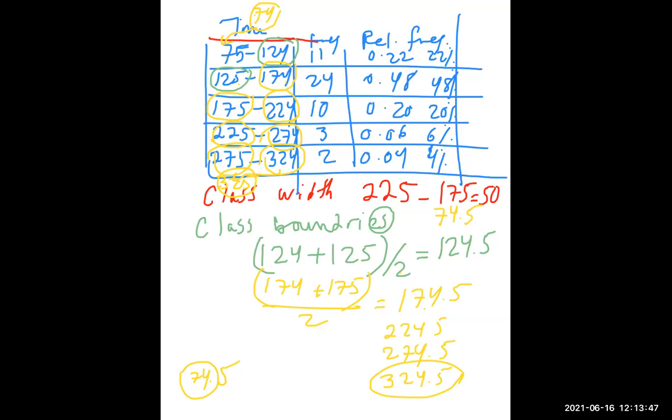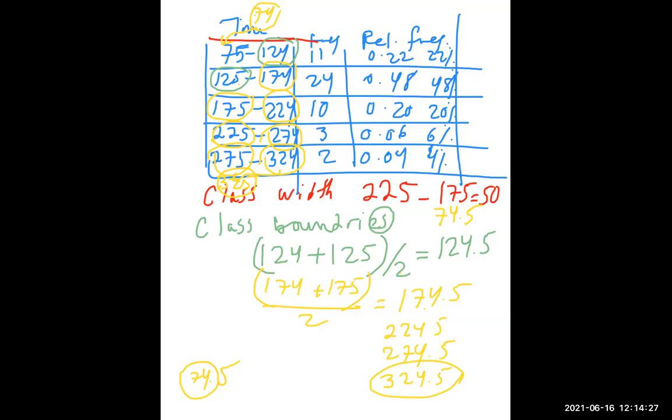So send me a chat and say if you understood class width so far, by subtracting two consecutive lower limits, and class boundaries. Just say yes, no, I need more help, something so that I know where we are. Class boundaries, yes or no? Okay, great. I'm not always looking for yeses. I'm always looking for your honest reply so I know what to do.